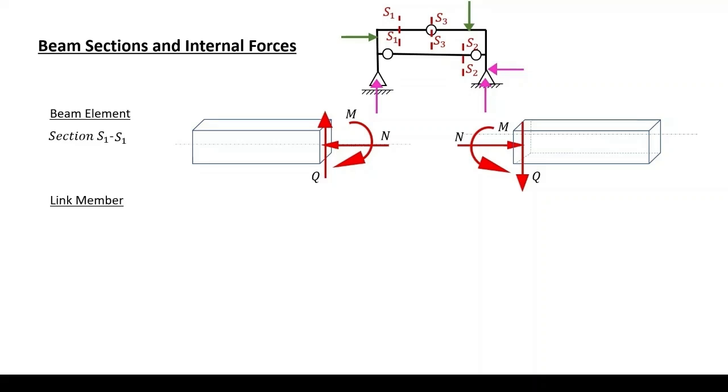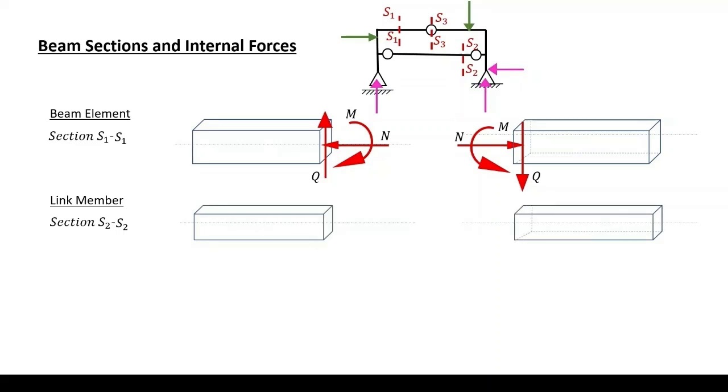Link member. The section S2 here divides the link member into a left part and right part. The only internal force that exists in a link is the normal force. Section S3 intersects the intermediate hinge.